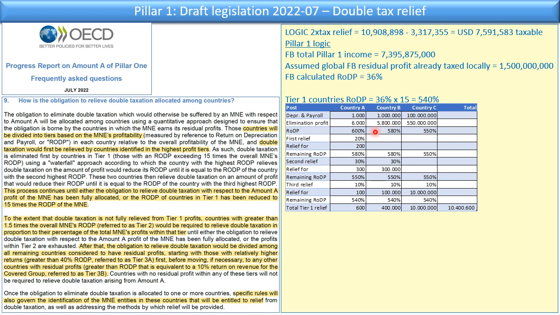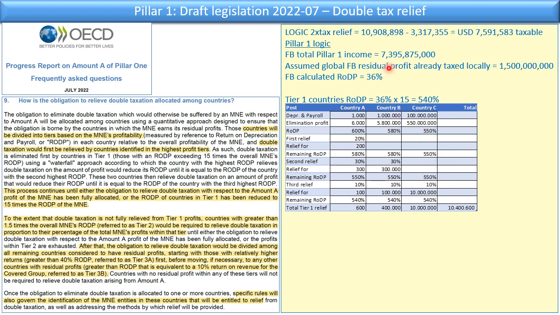So the first relief will be from 600% down to 580%, meaning a relief of 20% of 1,000, which will give you 200, right? Now the remaining RODP for country A, B, and C is 585, 85, 50. So now country A and B need to give 30% return, which means relief. So 30% of 1,000 is another 300 for country A in relief, and country B now gives 300,000, and then they all are on a return on depreciation and payroll of 550%.